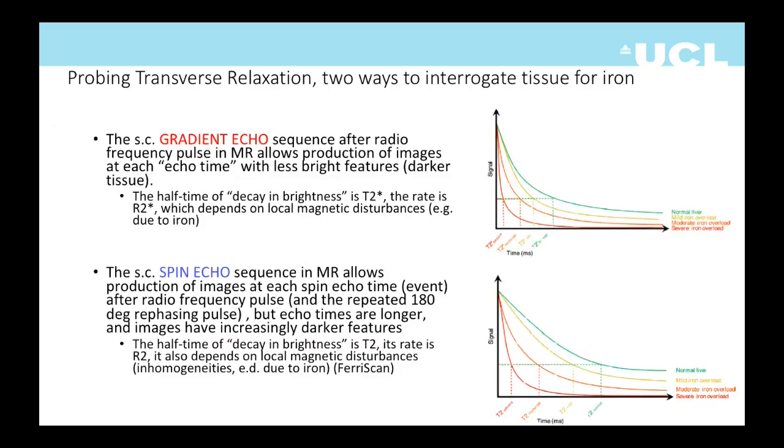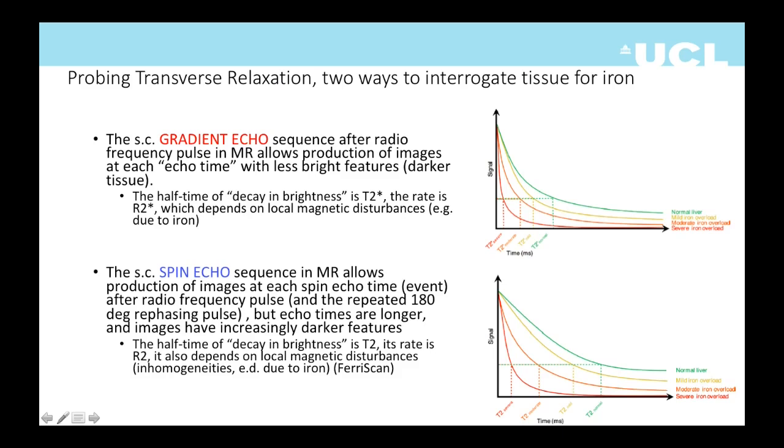I just want you to remember these two different sequences that we will be talking about: the gradient echo sequence and the spin echo sequence. The gradient echo sequence allows you to derive images after the radio frequency pulse, images at each echo time, which are progressively less bright. This brightness or signal you can then plot against echo time, and you have a decay curve. If you fit it, you can uncover the parameter that describes it. It's sort of like a half time of the decay in brightness, and it can be calculated.